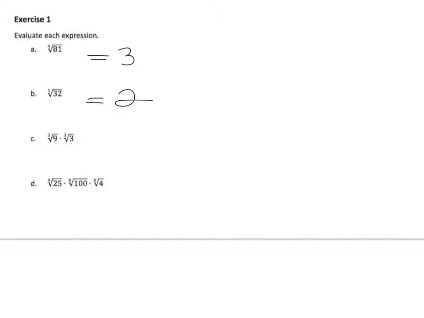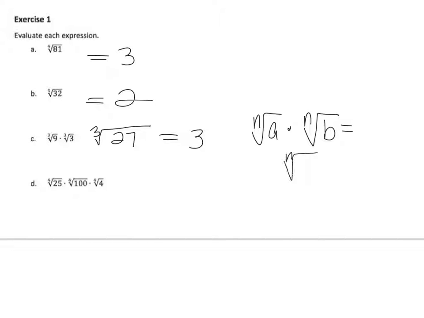Ooh, tricky. Well, if I have the third root of 9 and the third root of 3, that really is the third root of 27, which gives me 3. Remember, if they have the same power, the same root, you can multiply what's underneath them. This is just like nth root of a times the nth root of b equals the nth root of ab.